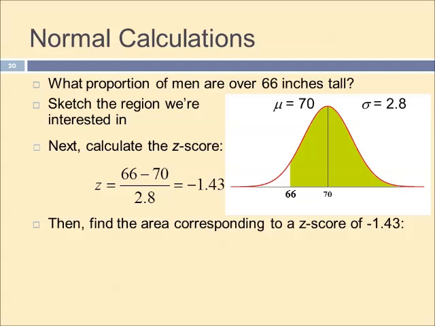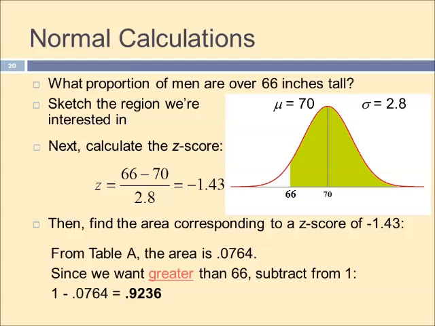So now we find the corresponding area in the table. From the table, the area is 0.0764. Remember, that's up to a z-score of minus 1.43. We want greater than that, so we want the other side. So we subtract that value from 1. 1 minus 0.0764, 0.92.